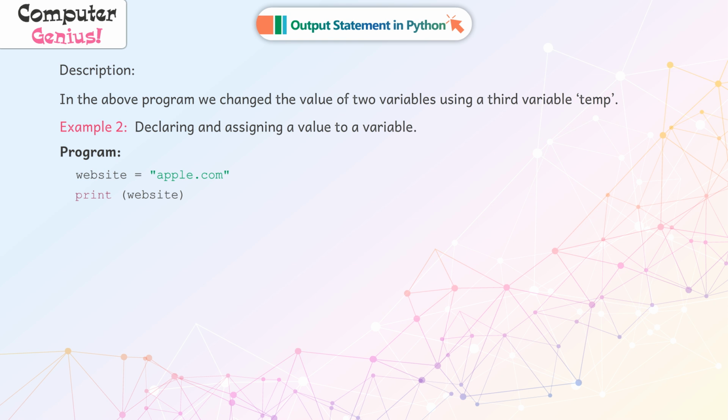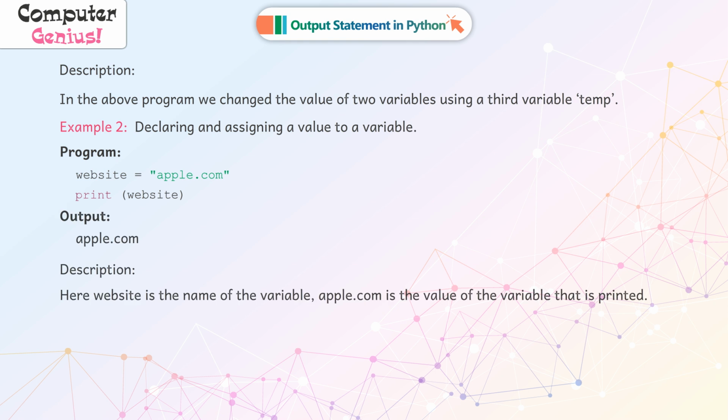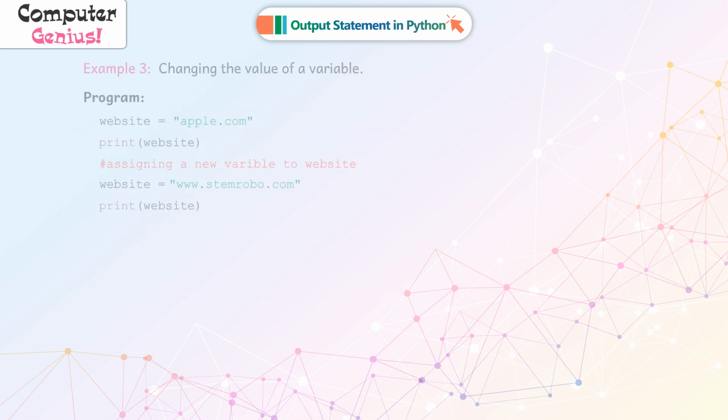Example 2. Declaring and assigning a value to a variable. Program. Output. apple.com. Description. Here website is the name of the variable. apple.com is the value of the variable that is printed.